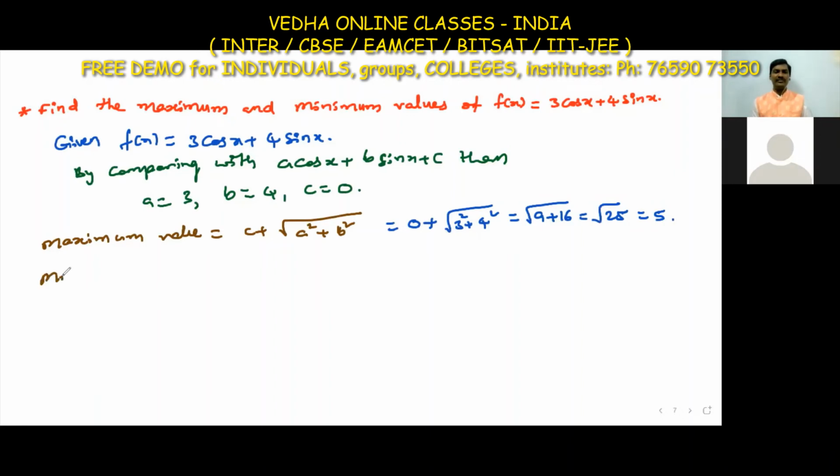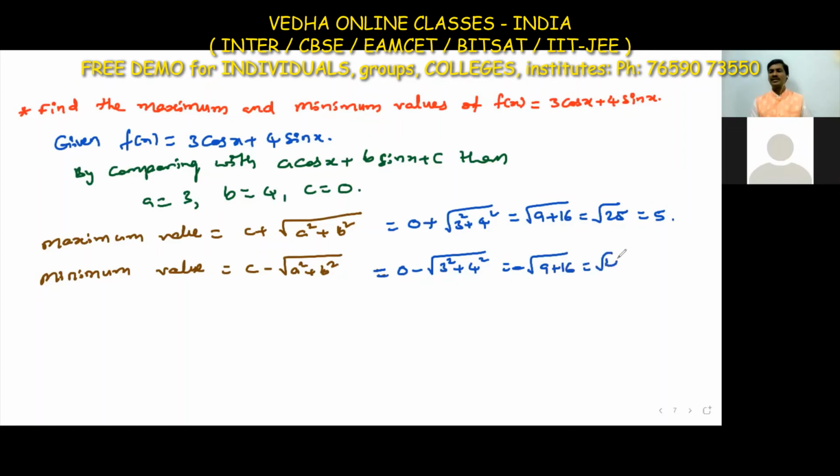What is the formula for finding the minimum value? Minimum value is equal to c minus under root of a square plus b square. So this is equal to 0 minus under root of 3 square plus 4 square, that is root 25. Root 25 is 5, but outside we have the minus sign, so it is minus 5.